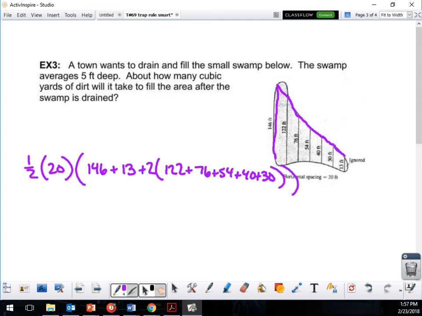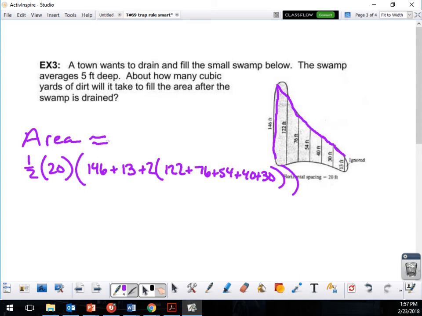I think I got it. Can I double check? The 2 is there because these get included twice. Why can't this one be included twice? Because that's the end. The 146 and the 13 are the ends. Here's my A and there's my B.